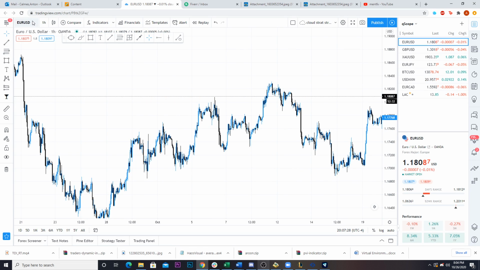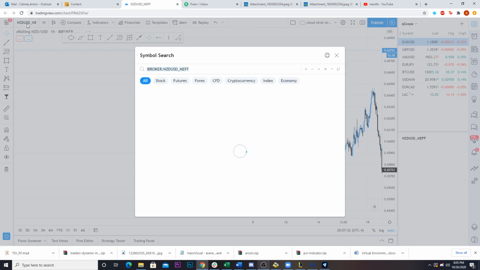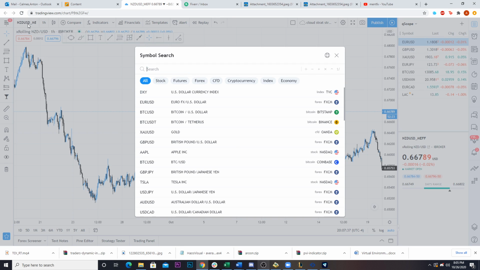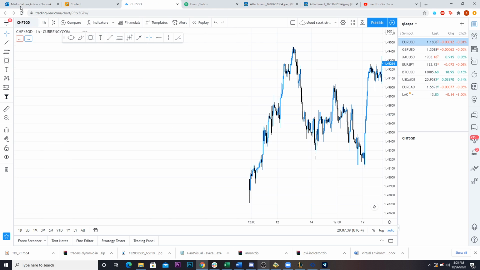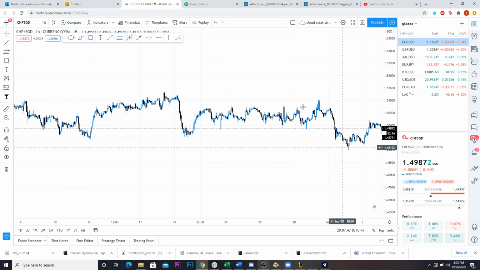So for instance, I can literally go to anything. Let's just go NZD and scroll down. Okay, so that's not an actual currency. So what we'll do is we'll just type in another random one, CHF. Scroll down randomly, press enter. Okay, so look at CHF SGD. We'll just go back in time like this. Okay, here we go. This is all we know about price.